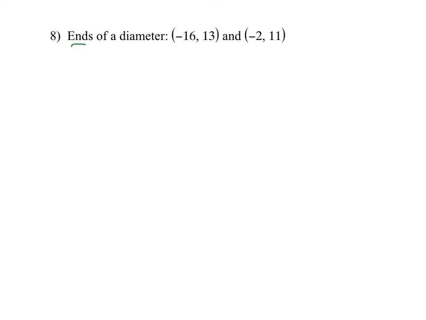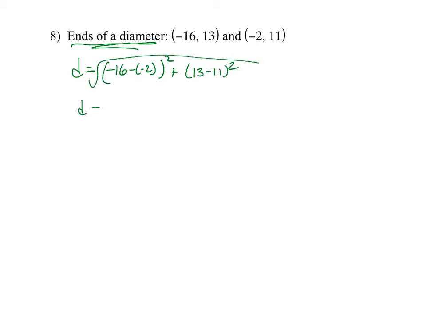Okay, again, I have the ends of the diameter. So that means that I'm going to start by finding the distance. So negative 16 minus negative 2 squared plus 13 minus 11 squared. D equals negative 14 squared plus 2 squared. So this is 196 plus 4, so it's the square root of 200.